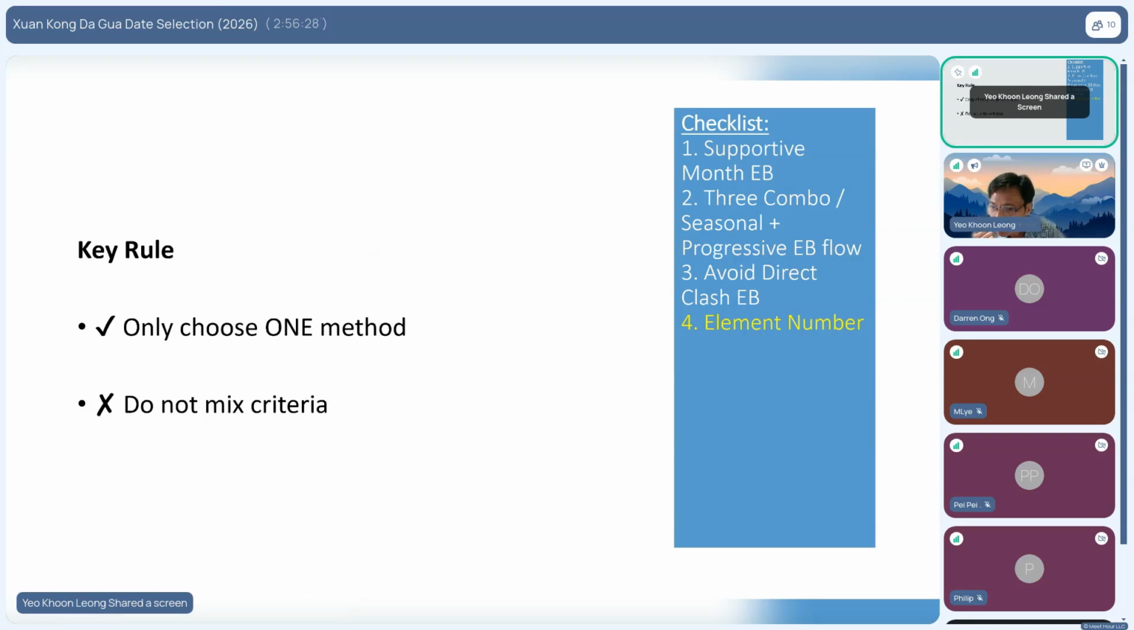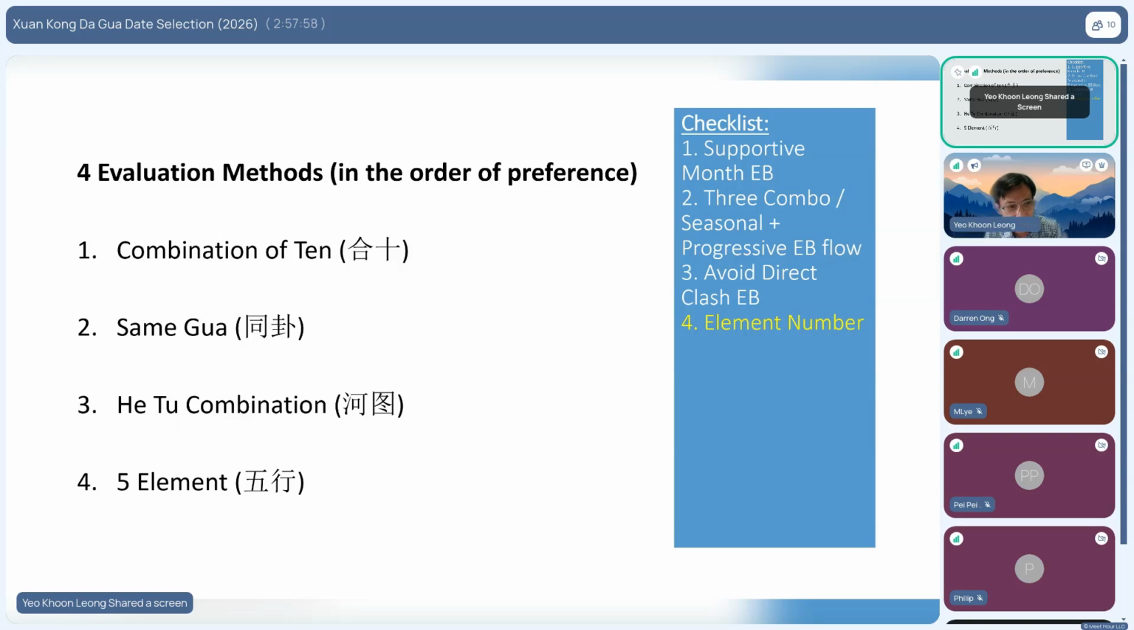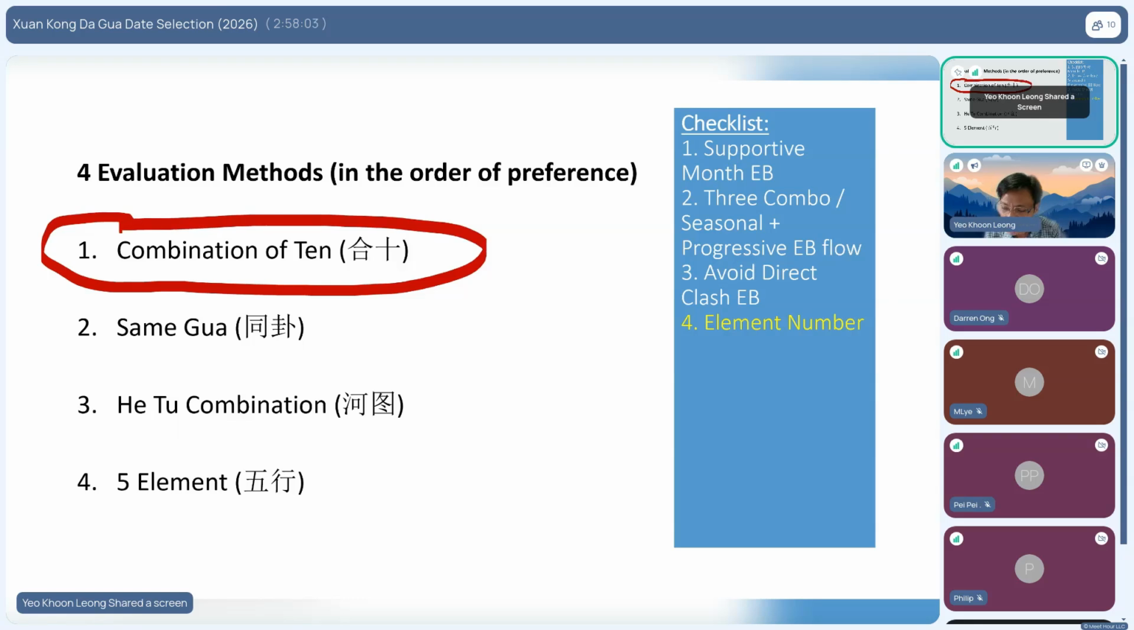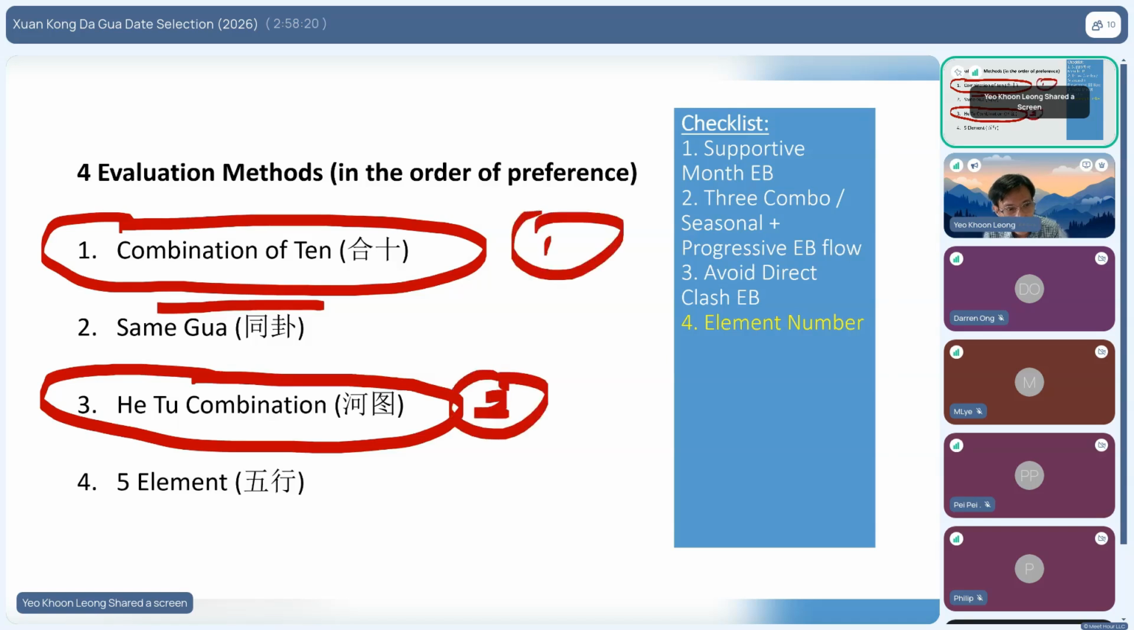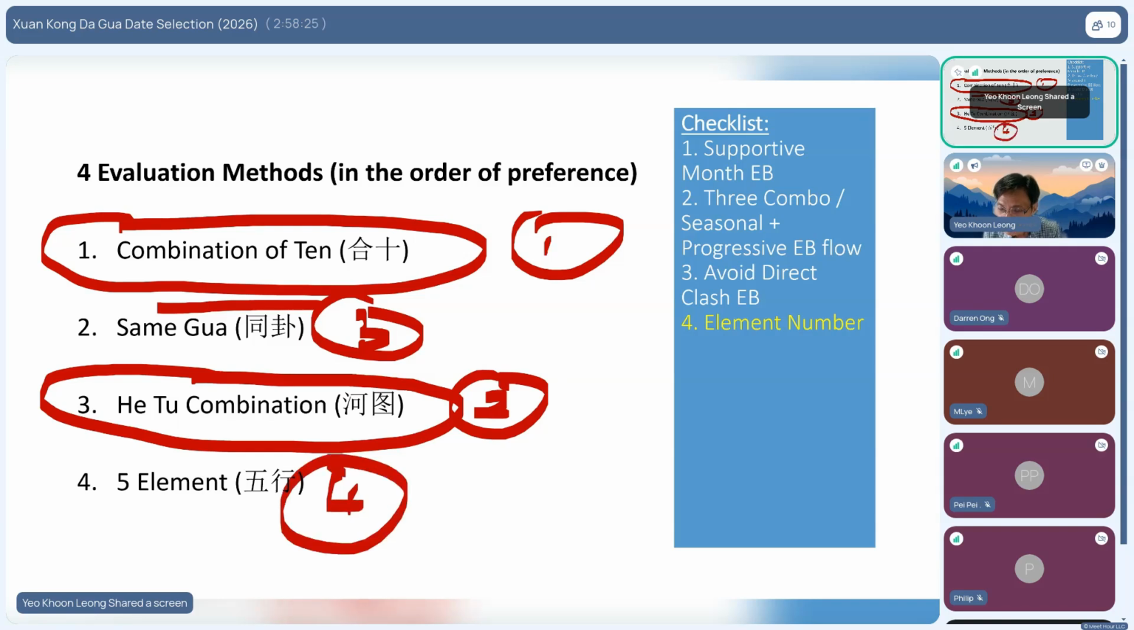Darren is asking, when I write 1, 2, 3, 4, are they classified according to importance, or no difference? Darren, thank you for pointing this out. My personal favorite is combination of 10. Second favorite is, actually no, second favorite is 合图. It's not listed in order of importance, but my own preference is number 1, number 2, number 3, number 4. Clear, Darren? And the rest?